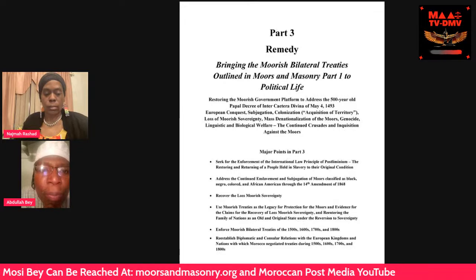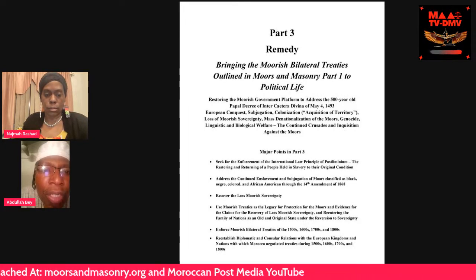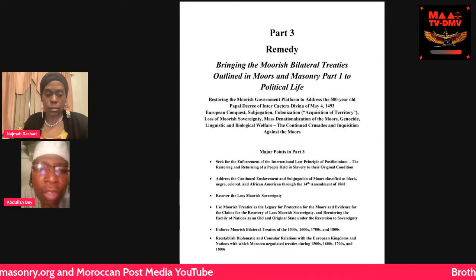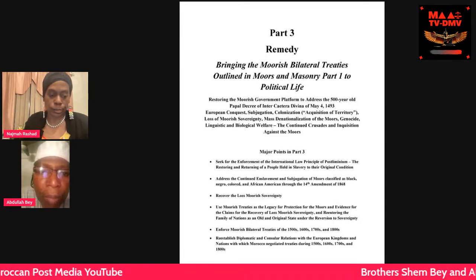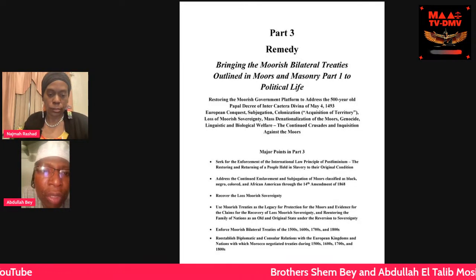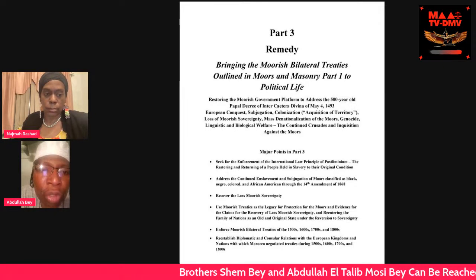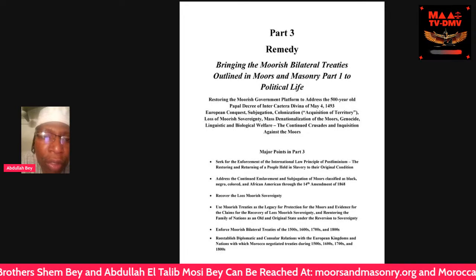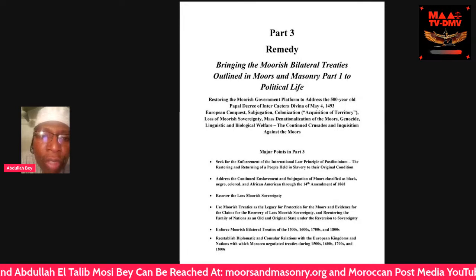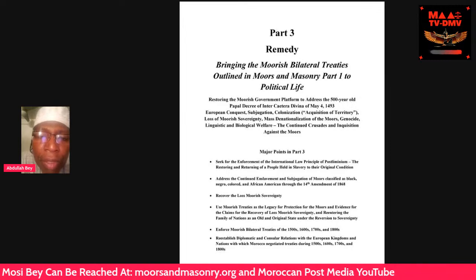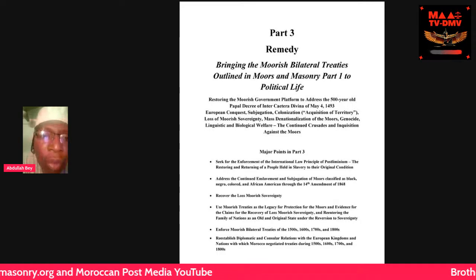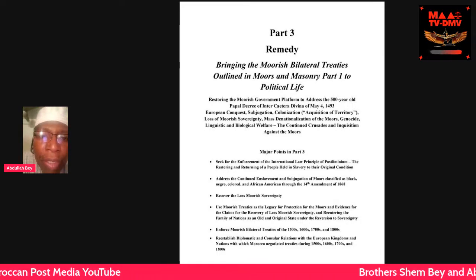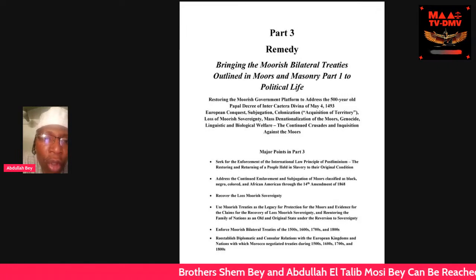Major points in part 3. Seek the enforcement of the international law principle of postliminium, the restoring and returning of a people held in slavery to their original condition. Address the continued enslavement and subjugation of the Moors, classified as Black, Negro, Colored, and African American through the 14th Amendment of 1868. Recover the lost Moorish sovereignty.